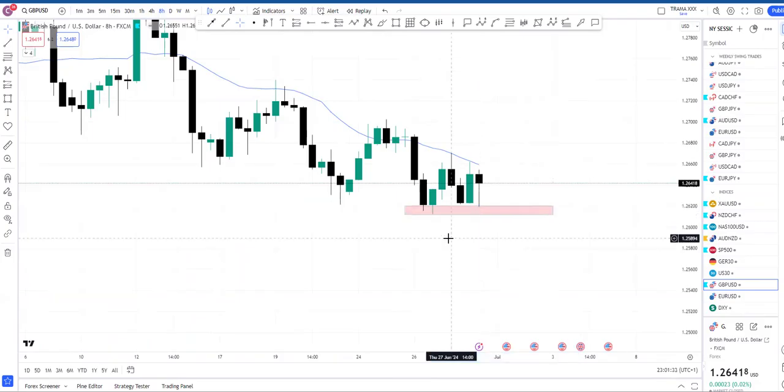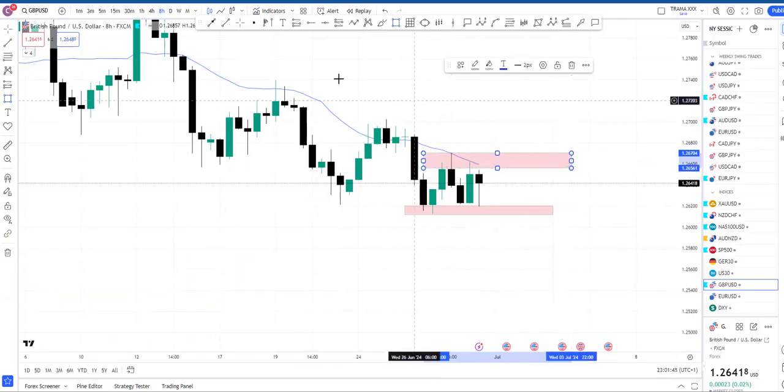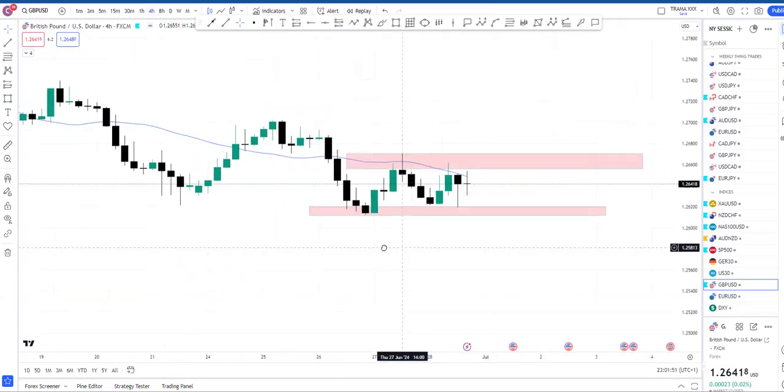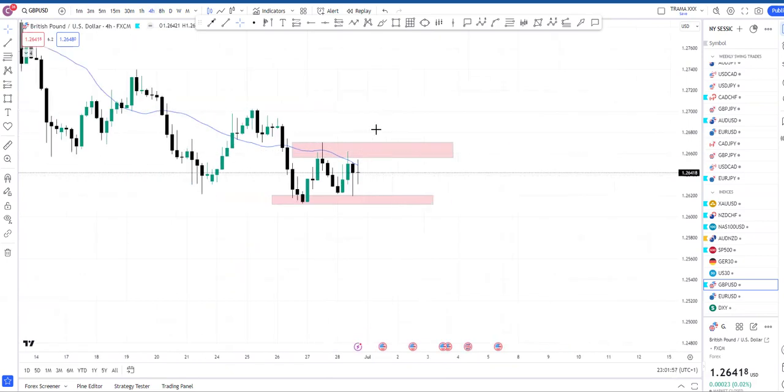Now, to be on the safer side, I'm going to look at two things. Number one, I have to put the structure here at this high on the 8 hour time frame. And I move down to the 4 hour time frame and it gives me a very good structure there. So that's what I'm looking for. If price breaks above this high, I'm going to be looking for buys. Did you see that? If price breaks above that high, I'm going to be looking for buys. That means this structure will be broken.